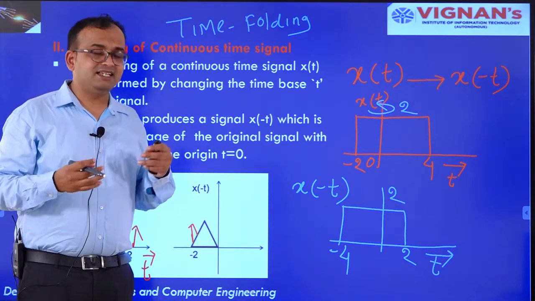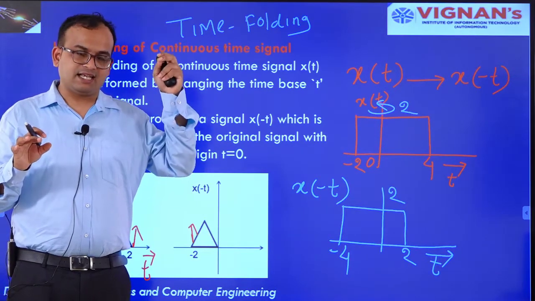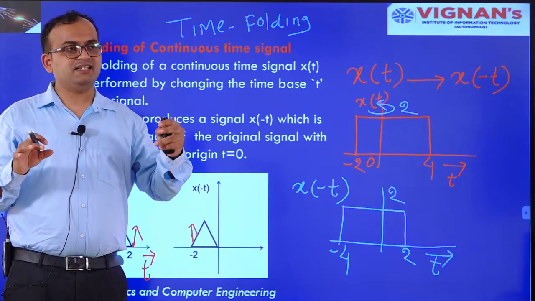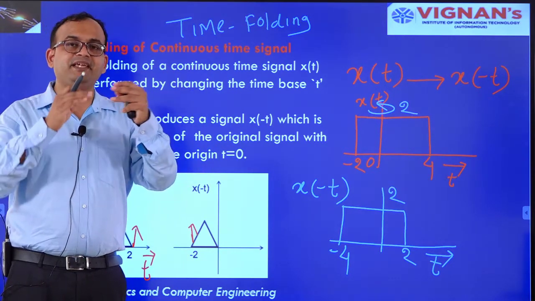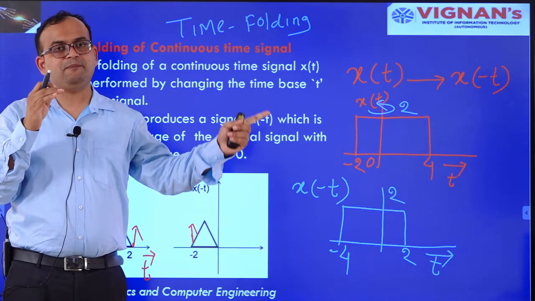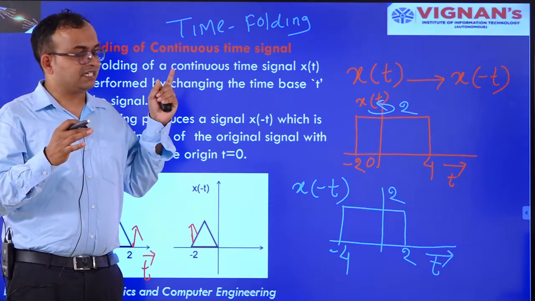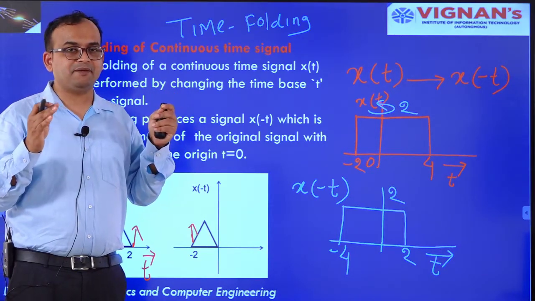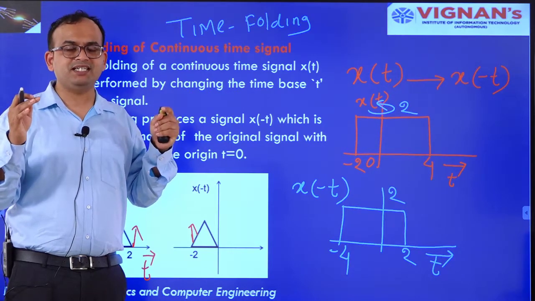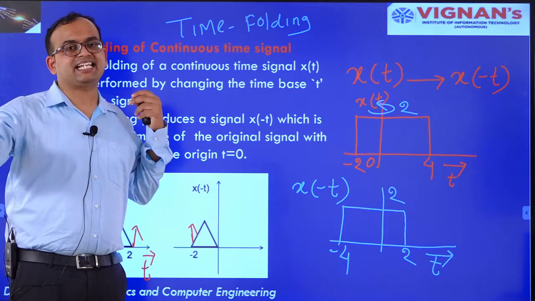Again, till now I have discussed 3 things. One is amplitude scaling, the next one is time scaling. In amplitude scaling, the signal may be amplified or attenuated depending upon the value of A. In time scaling, the signal may be expanded or compressed. If the value of A is greater than 1, the signal will be compressed. If the value of A is less than 1, the signal will be expanded.